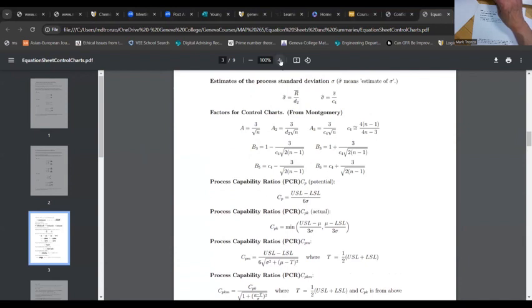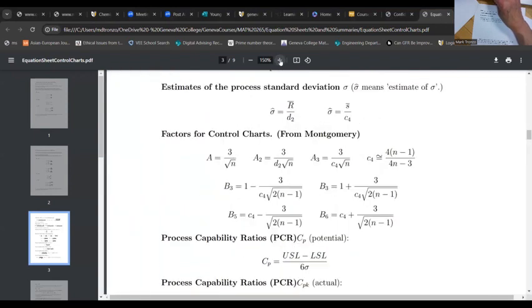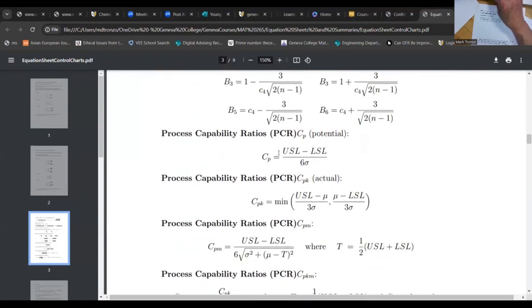Let me zoom this a little bit. If you want CP, it's this equation right here: CP, upper specification limit minus lower specification limit. So take a minute, think about that, then maybe I'll sketch some out here.